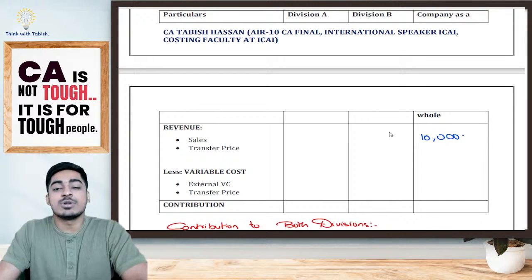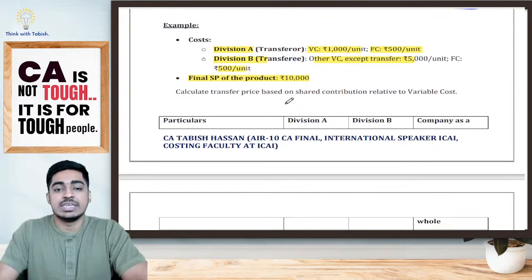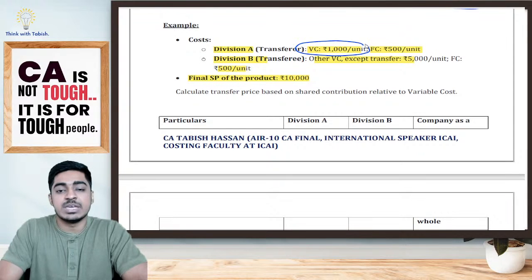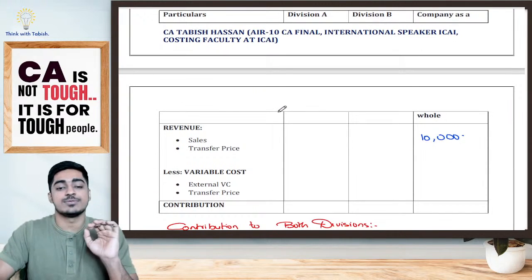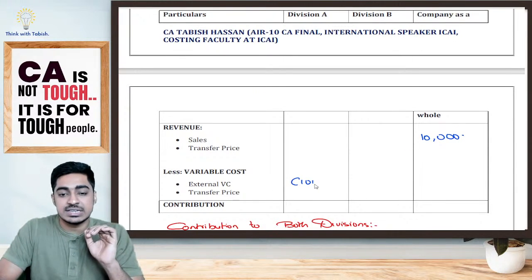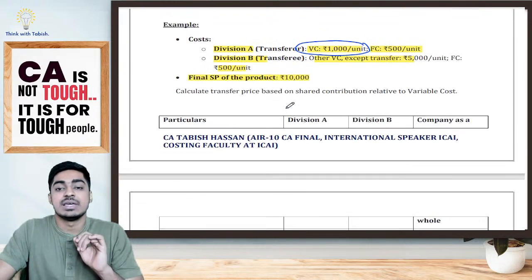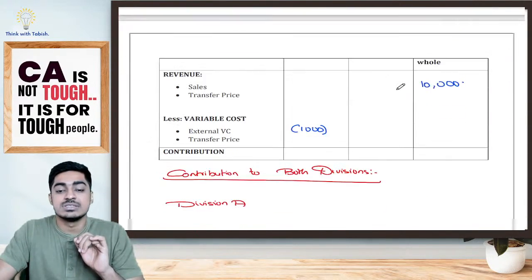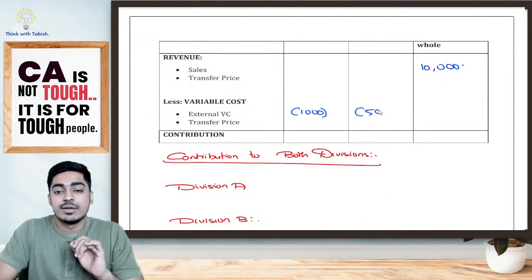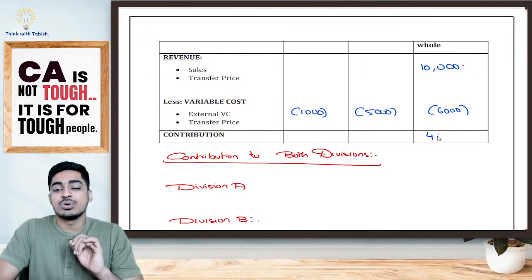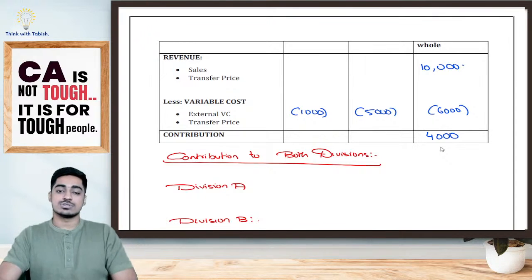What all variable cost is the company incurring? In division A, the people have asked to be paid 1000 rupees. So for them, I'm paying 1000 rupees externally. Division B people have asked for 5000 rupees. So overall, I'm incurring a variable cost of 6000 rupees. The total contribution I earn is 4000.